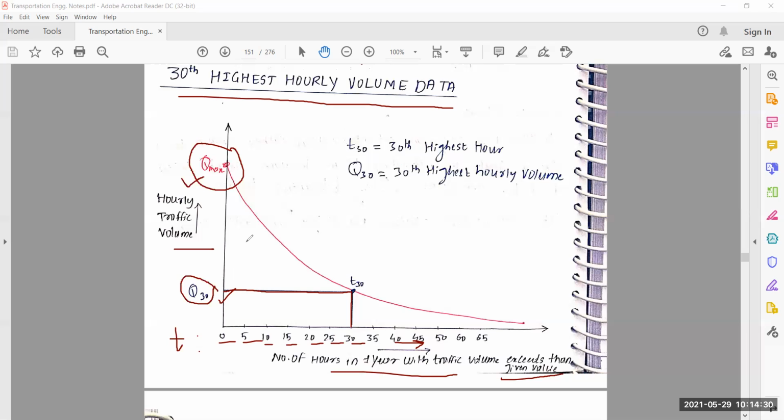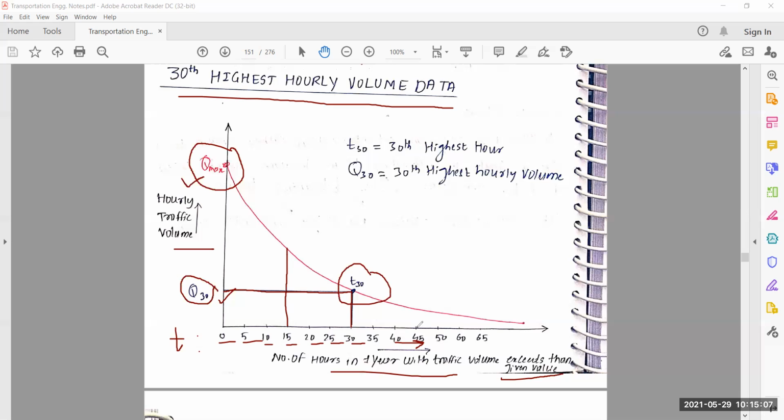Before discussing, here we see our hourly traffic volume data will decrease with increase in number of hours for a particular year, because if we see here t is equal to 15 hour, it basically means it is the hourly volume that will be reached only 15 times or exceeded only 14 times in a year. So its value is much greater than the 30th highest hourly volume and so on.